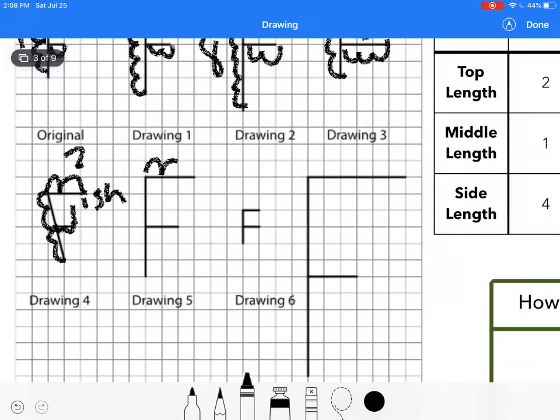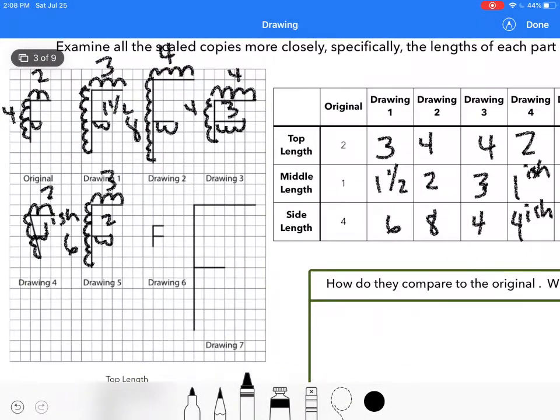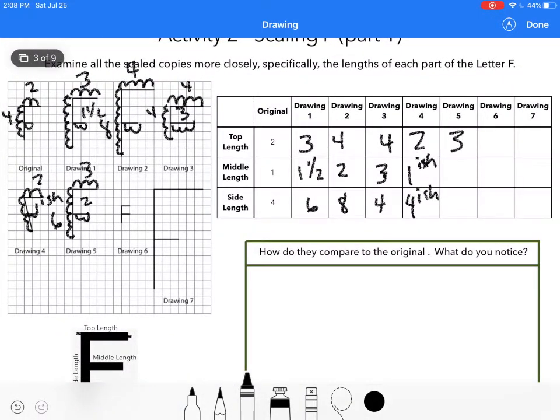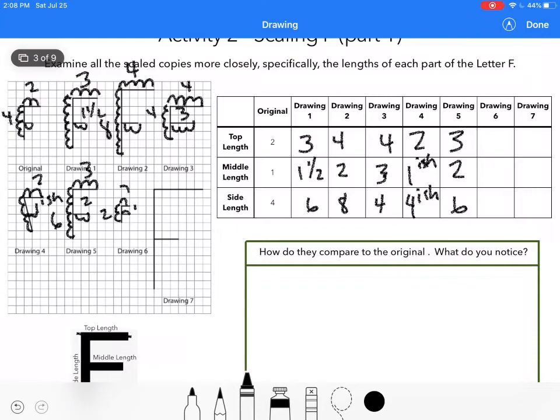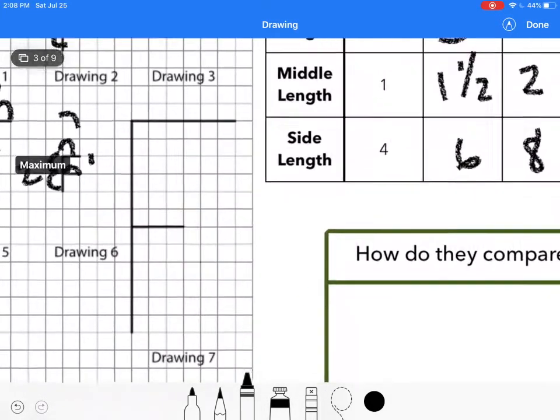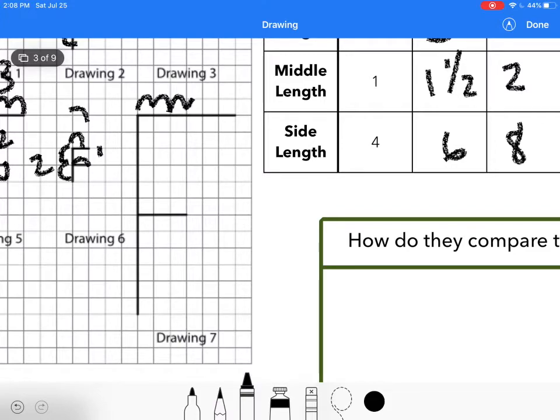This one, 1, 2, 3, 1, 2, 1, 2, 3, 4, 5, 6. So I have 3, 2, 6. The next one is 1, 1, 2. So it's 1, 1, 2. And then the last one's a really big one, so it's 1, 2, 3, 4, 5, 6. 1, 2, 3. 1, 2, 3, 4, 5, 6, 7, 8, 9, 10, 11, 12.